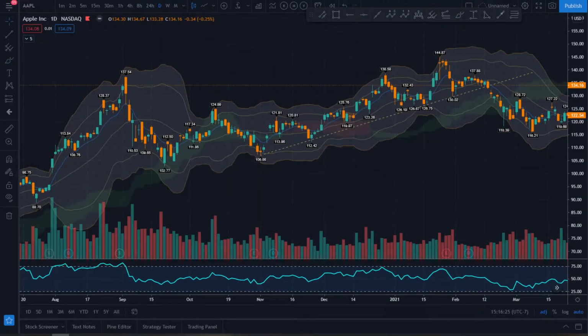So a really good and simple play is to buy at the support zone and sell at the resistance zones on an uptrend. And if you're playing a downtrend, then what you want to do is short on the resistance zones and cover on the support zones.